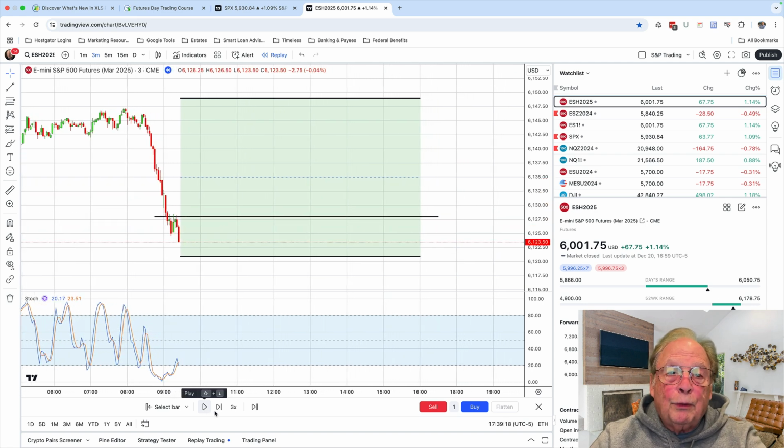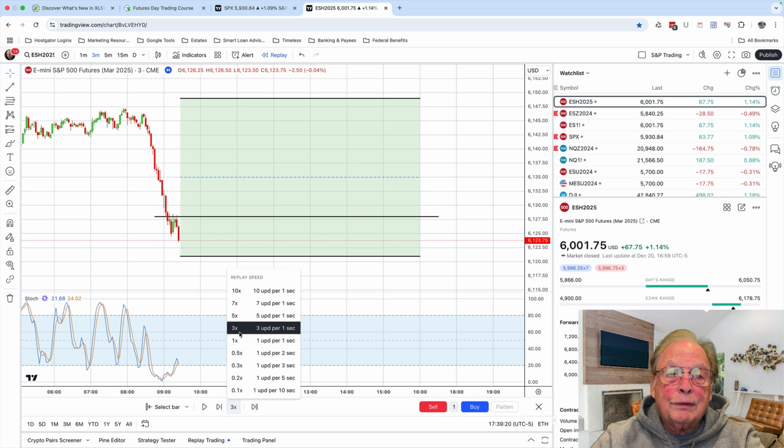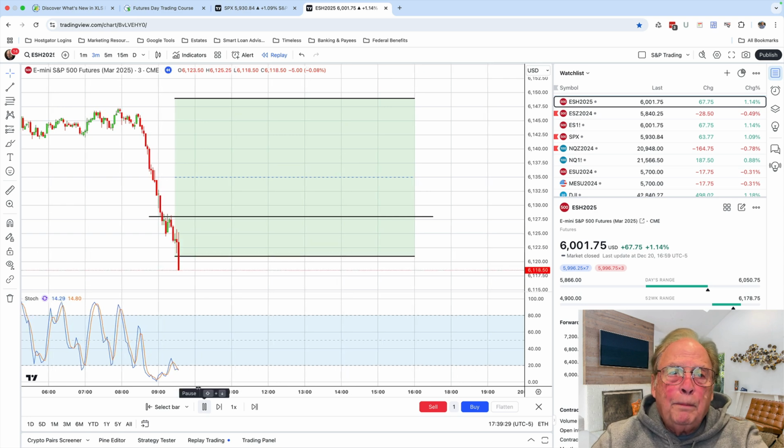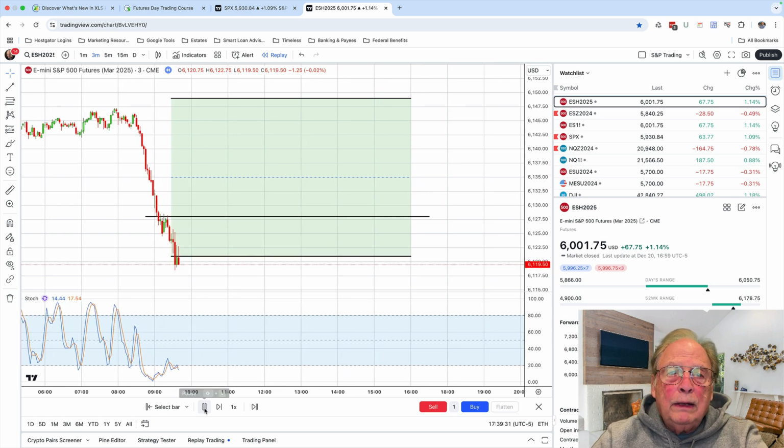I'm going to slow it down a little bit. This is a little too fast. Prices came in, and this is just about at 9:30 when the market opened, all right? The market opened, and where did it start out? Well, it started out just about at the bottom end of the Taylor trading range.